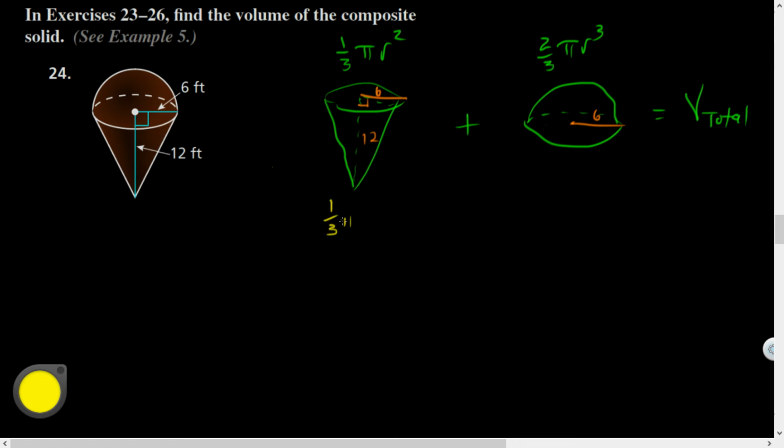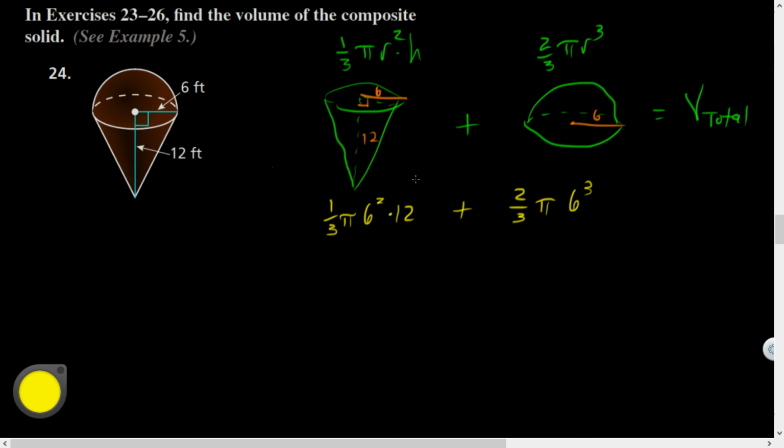So there's the setup. 1/3 pi times 6. Wait a minute, I missed my h. Guys. Joshua, you're supposed to help me here. I missed my h. All right, 6 squared multiplied by 12. Over here is going to be 2/3 with the pi times 6 cubed. I think 6 cubed is 216, if I'm not mistaken. All right, 6 squared.